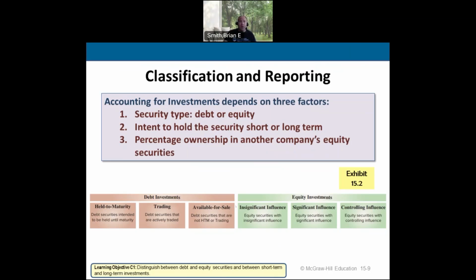And then here, equity investments, we already did: 20% and under is insignificant influence, 20% to 50% is significant influence, and anything over 50% is controlling. Other than the journal entries, which you'll get practice on in the homework, this is really the only snippet information I think is relevant for this chapter.